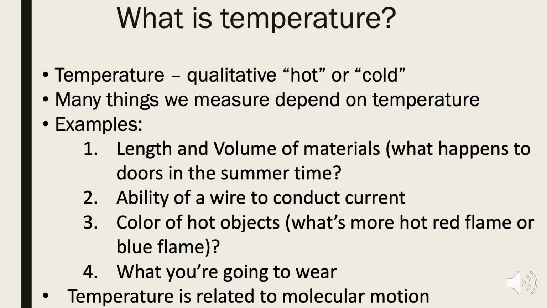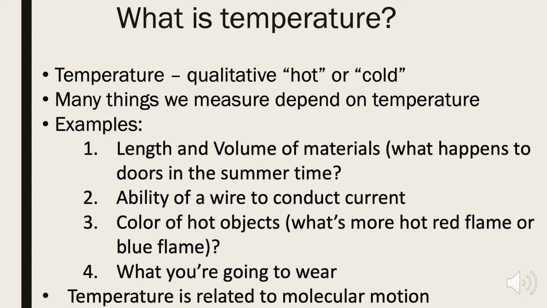For instance, like if you have a fever. Some areas where we measure temperature could be the length or the volume of materials. Just like in the summertime, your doors are harder to open in your house because they swell up. A second area we measure temperature is when we're measuring the conductivity of a wire. The third place we can measure temperature is when we're looking at the color of hot objects. We know that a blue flame is hotter than a red flame.